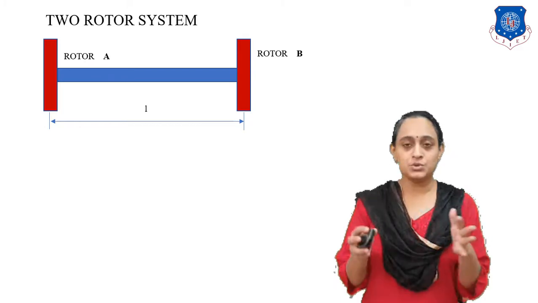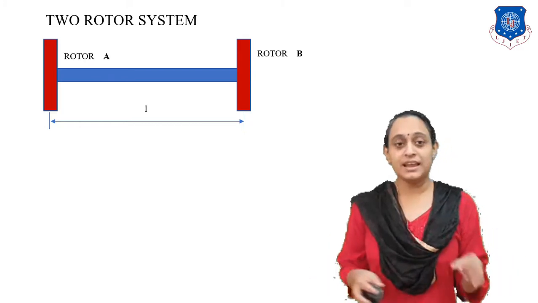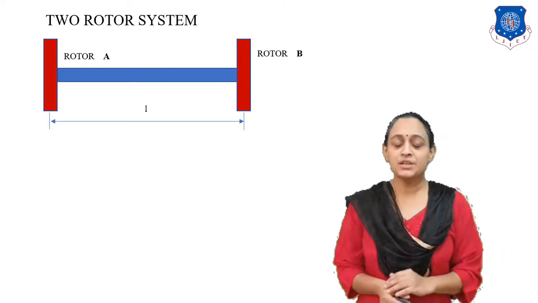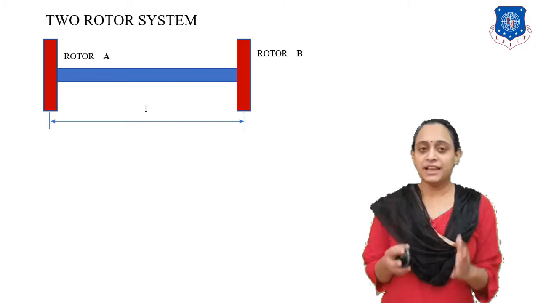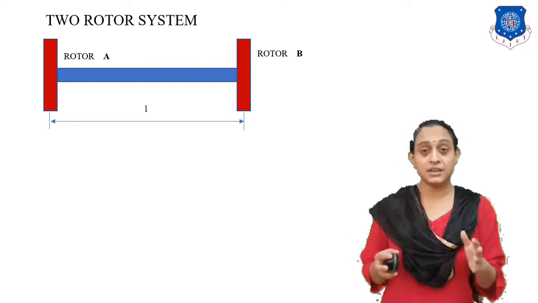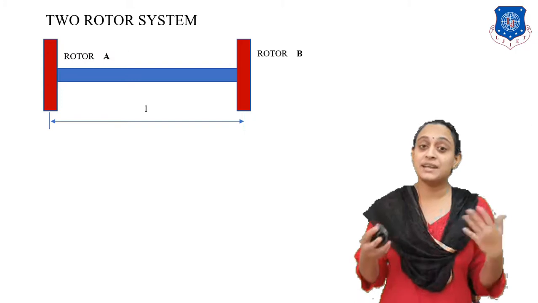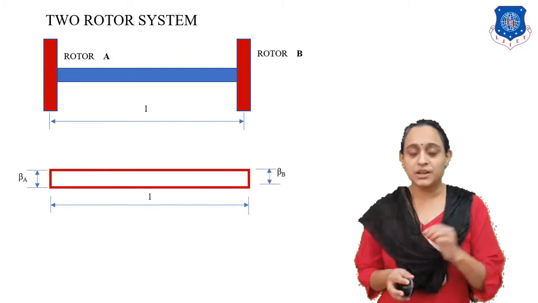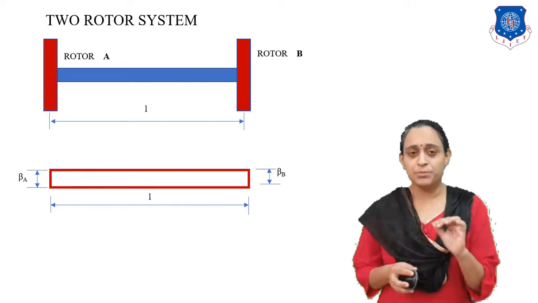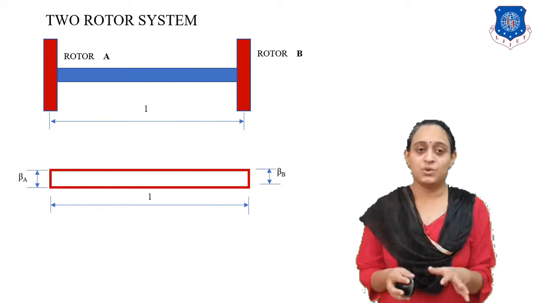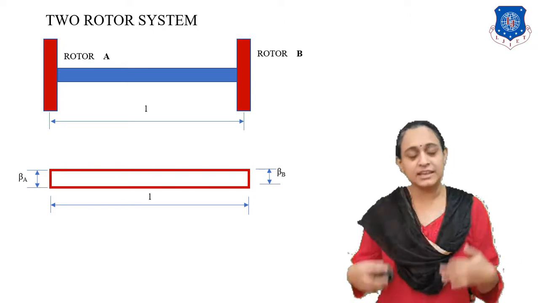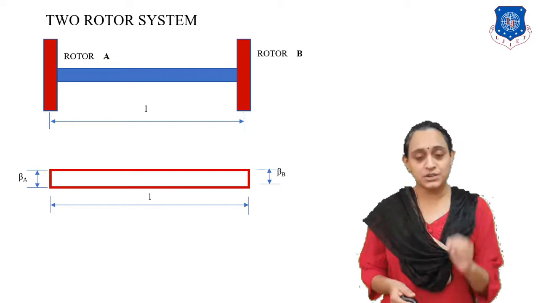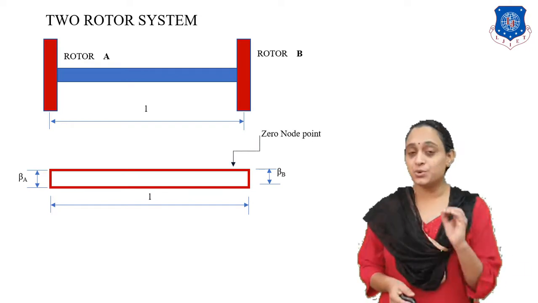Let us have two rotors, rotor A and rotor B, with a shaft of length L. For this system, consider that if both rotors rotate in the same direction, then what will happen? There is a zero node position, because no point vibrates at all. They simply rotate in the simple manner. Hence, the vibration is zero, and so it is known as the zero node position.